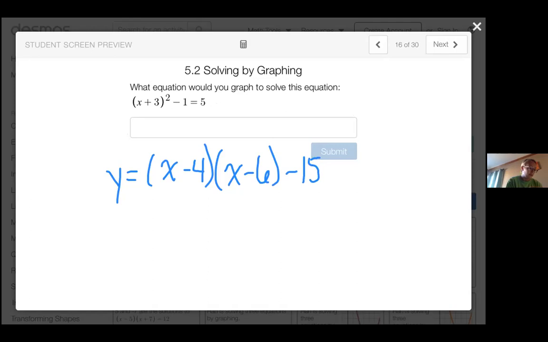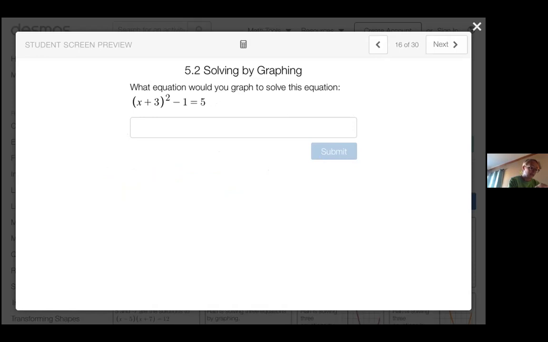So in this case, what would I change? I need this equal to 0. So I would subtract the 5 from both sides. So I'd have this equal to 0. I didn't touch that x plus 3 squared, but I need to combine these. And that would become -6. -1 minus 5 is -6.